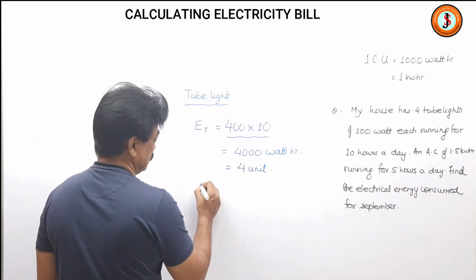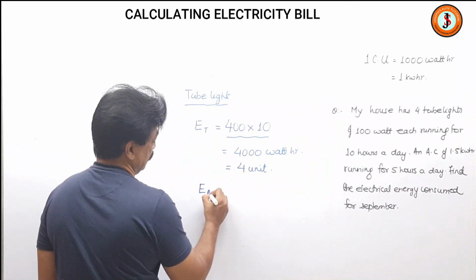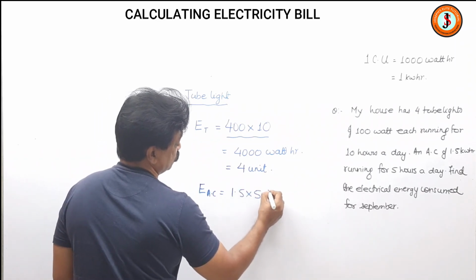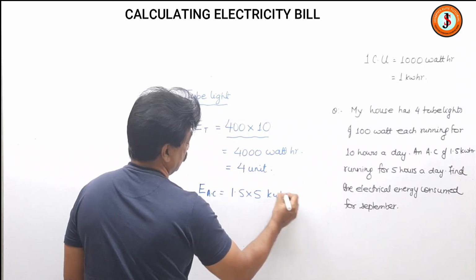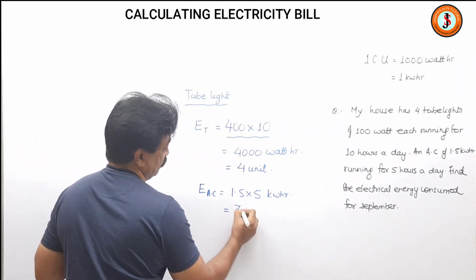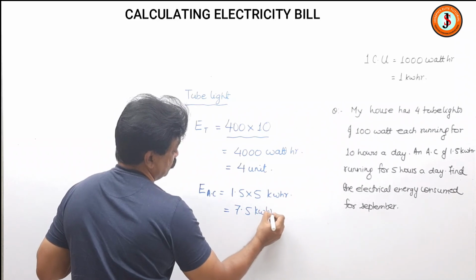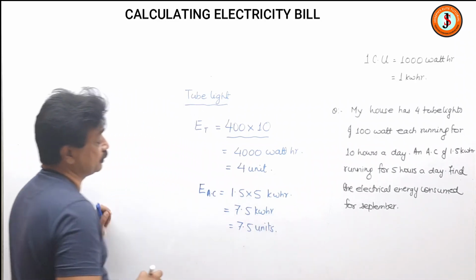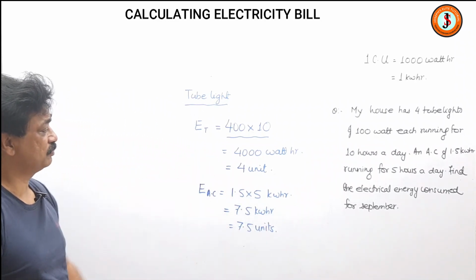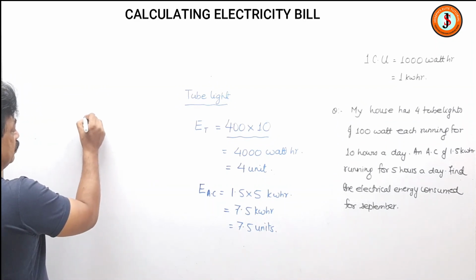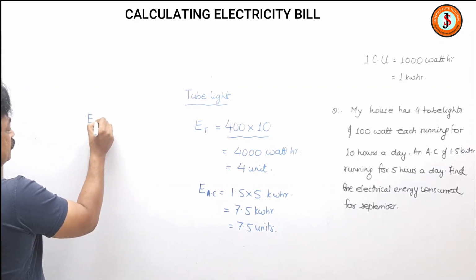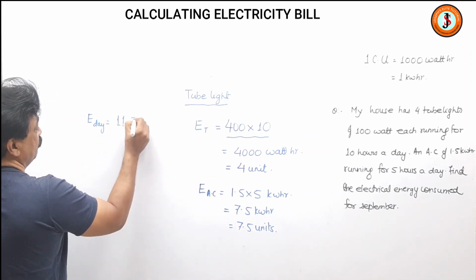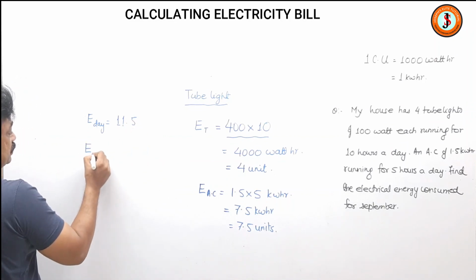Now we have the AC. One AC is there. So it is 1.5 kilowatt for 5 hours. So this will be 7.5 kilowatt hour. So it's already in units, 7.5 units. So this is per day. So my final consumption per day is how much? Daily consumption is 4 plus 7.5, 11.5 per day.